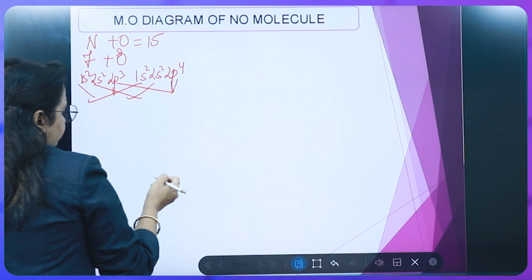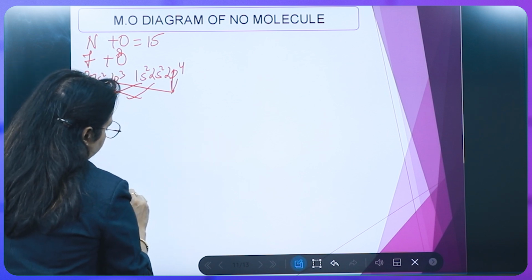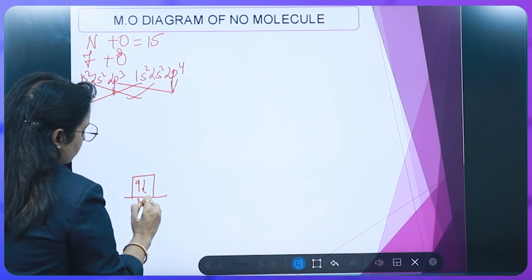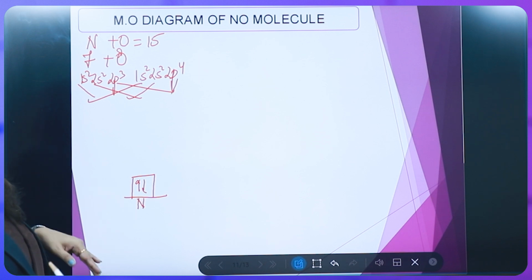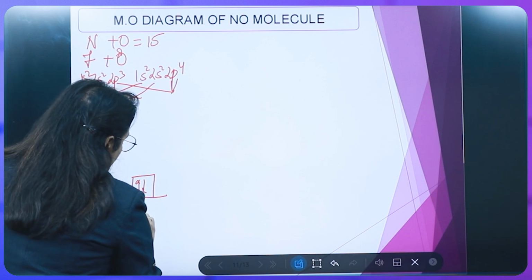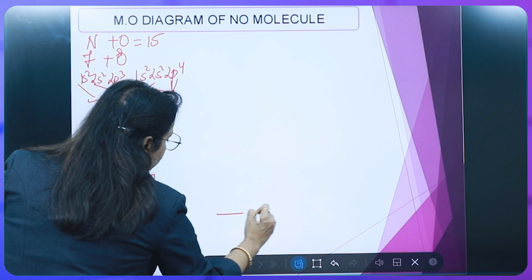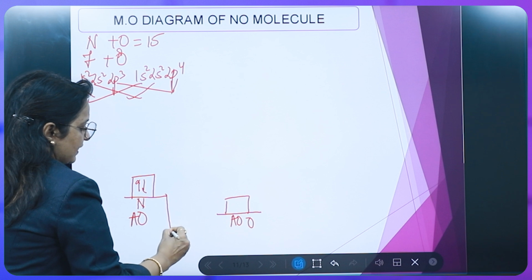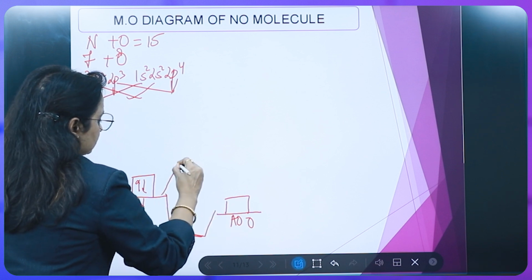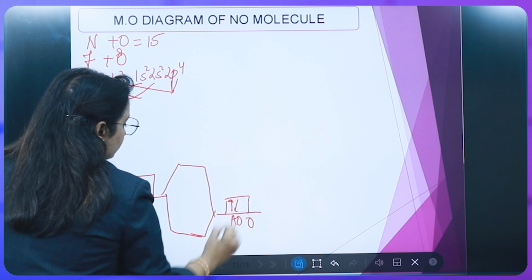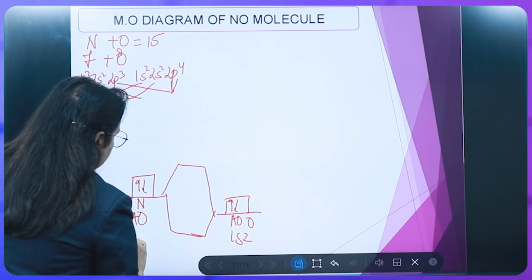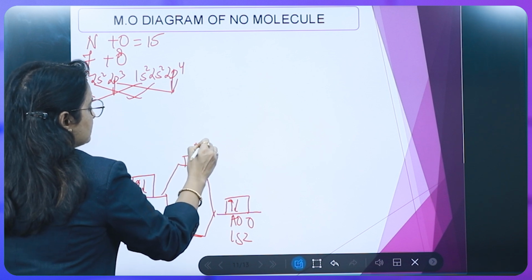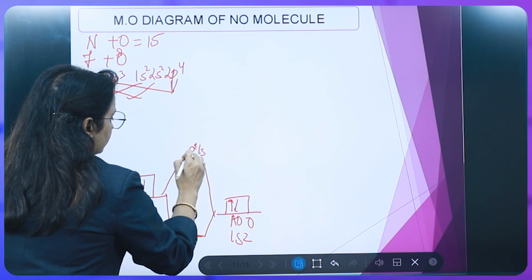Starting with 1s, this is for nitrogen, and in this case you know that oxygen is more electronegative than nitrogen. So this is the atomic orbital of nitrogen and this is the atomic orbital of oxygen, at a slightly lower energy level. Draw this: this is 1s2, this is 1s2, this is sigma 1s, this is anti sigma 1s. So 1, 2, 3 and 4.